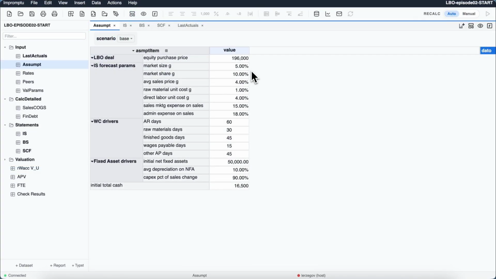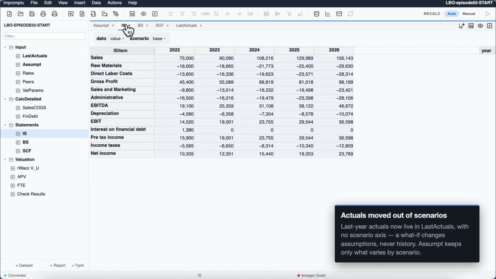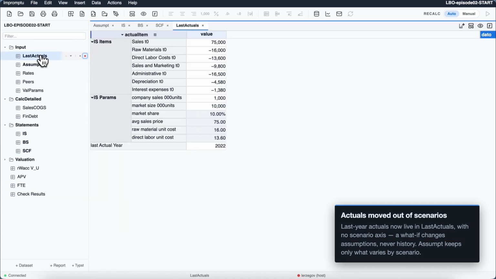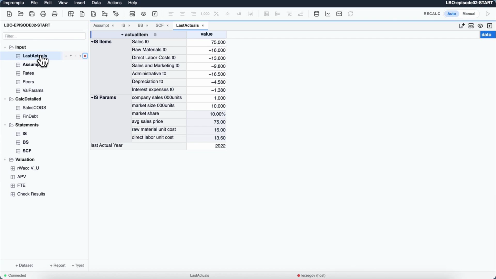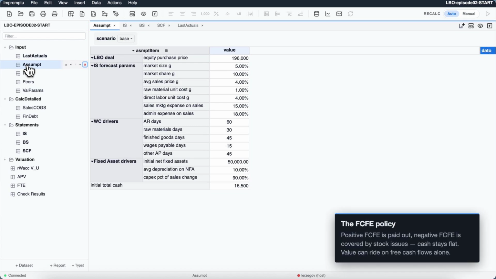Quick recap. This is exactly where episode 1 left us. Income statement, balance sheet, cash flow, all balancing. But I've made 2 small changes that matter a lot for valuation. First, the actual last year numbers now live in their own dataset, last actuals, with no scenario axis, because history doesn't change when you run a what-if. Assumptions now holds only the things that do vary by scenario.